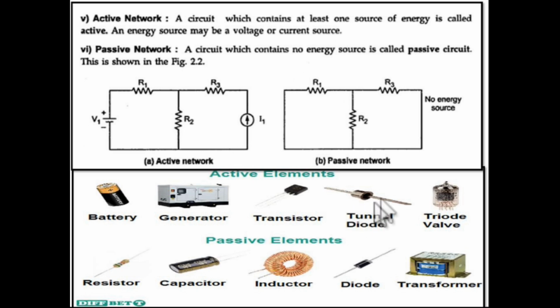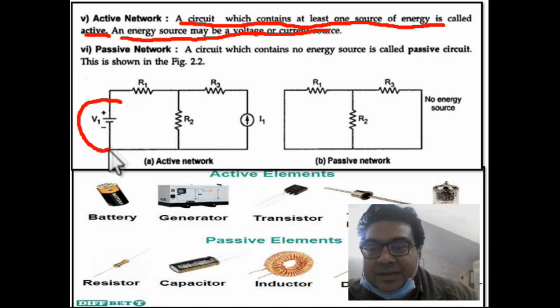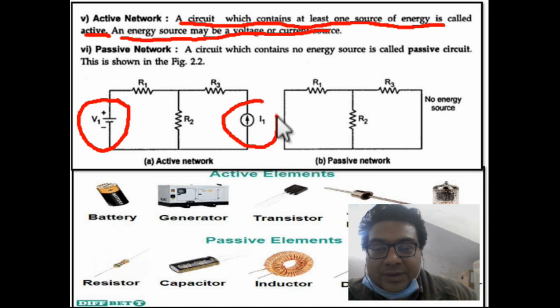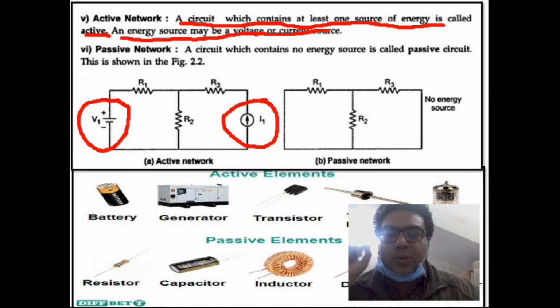So guys, as you can see from here, what are the active elements? You can define a circuit which contains at least one source of energy as an active network, and an energy source may be a voltage source or current source. As you can see over here, this is the DC circuit, also called an active network, because the DC voltage source is connected over here, and a DC current source is also connected over here in the circuit, as you can see.